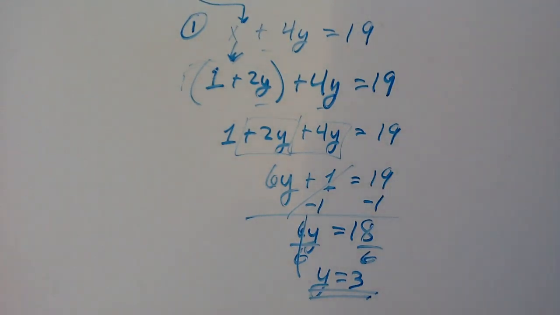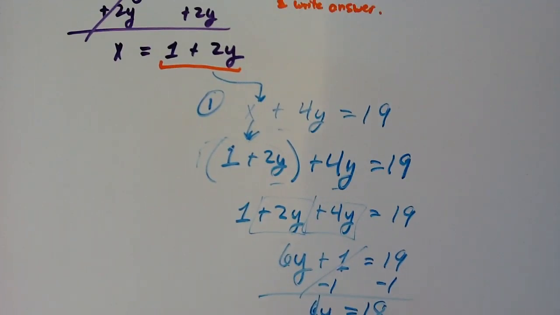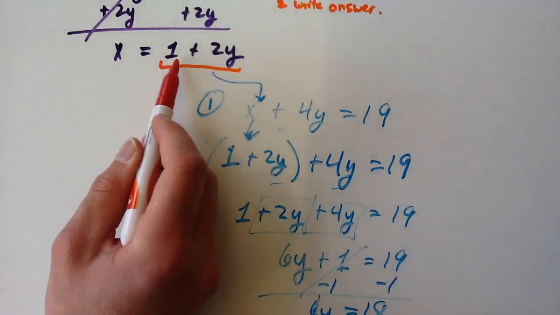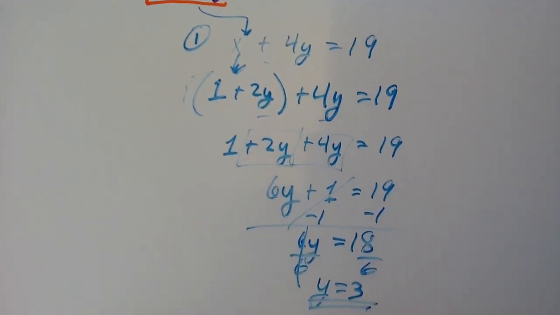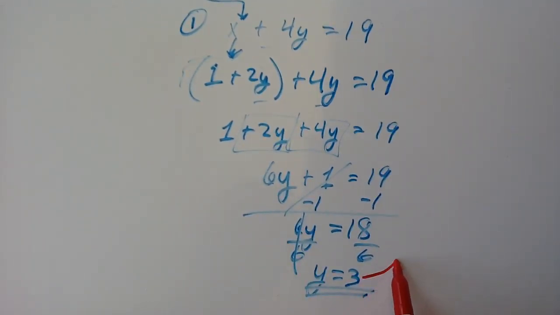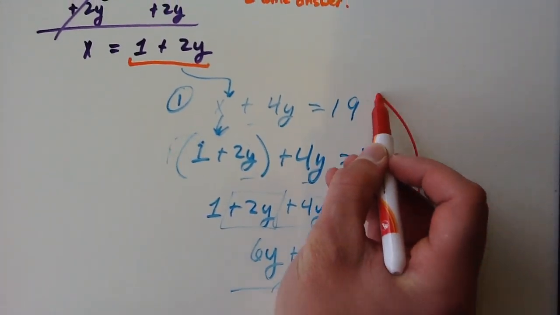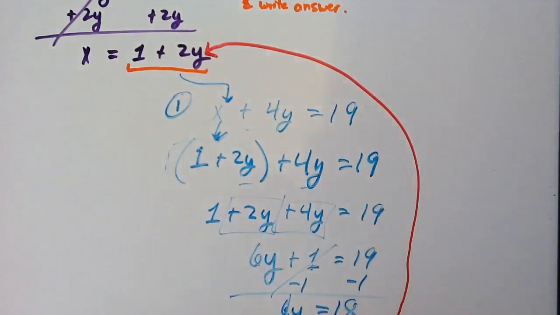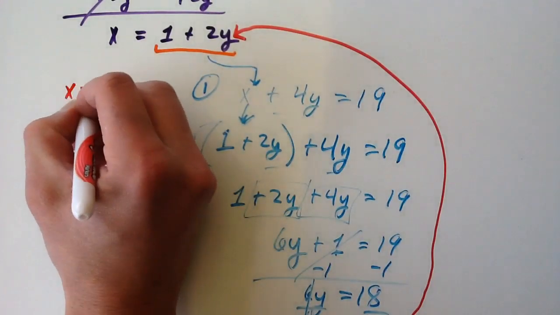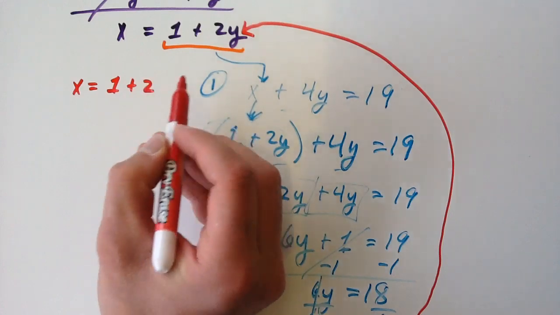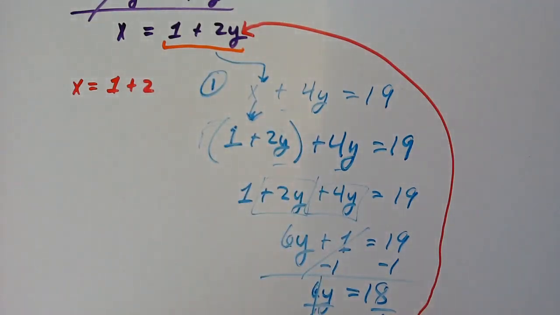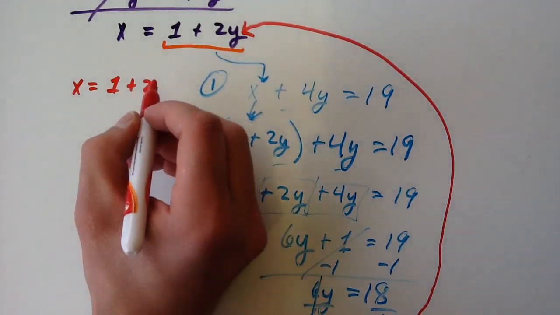And lo and behold, I do have an expression that says x equals something, right? x equals 1 plus 2y. And we know what y is now, right? We know that y is 3. So I'm going to take this, bring it up here and plug it in for y, okay? So I have x equals 1 plus 2y, which is 1 plus 2 times y.